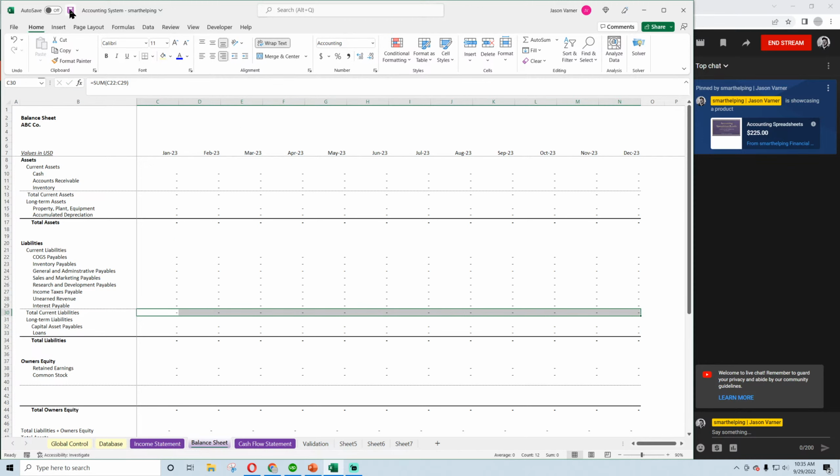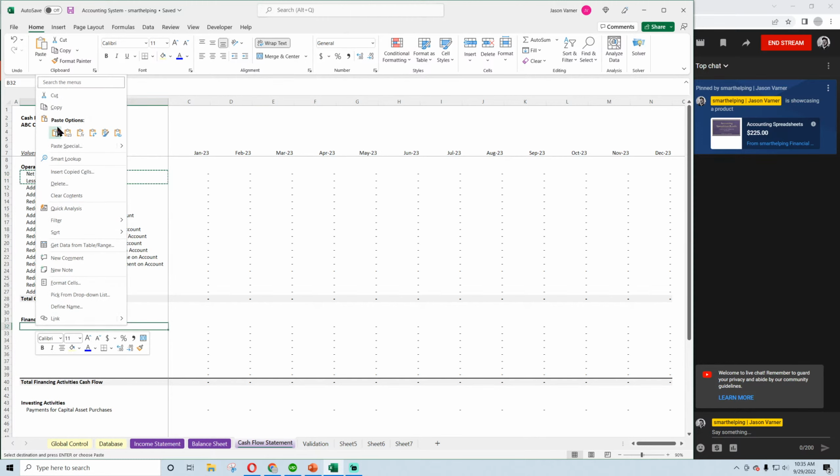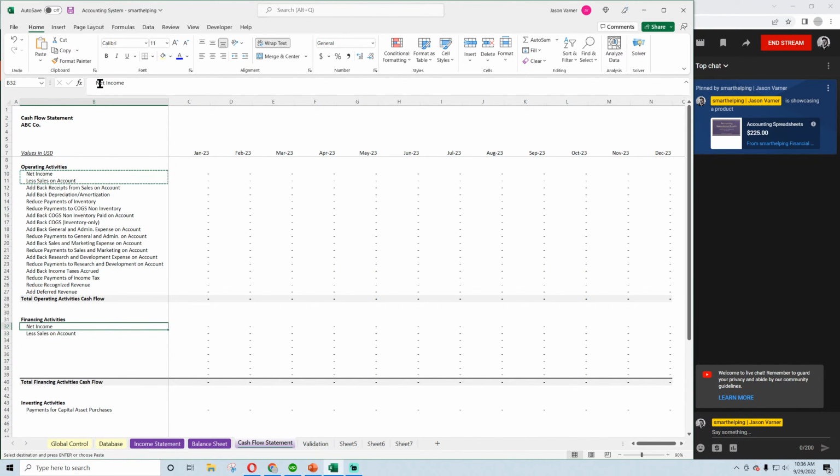Okay, so, oh wait, we got to do cash flow. So now we're moving into financing activities. Let me just get the formatting on this. So we'll have loan proceeds as a cash inflow. We'll have add back interest expense.